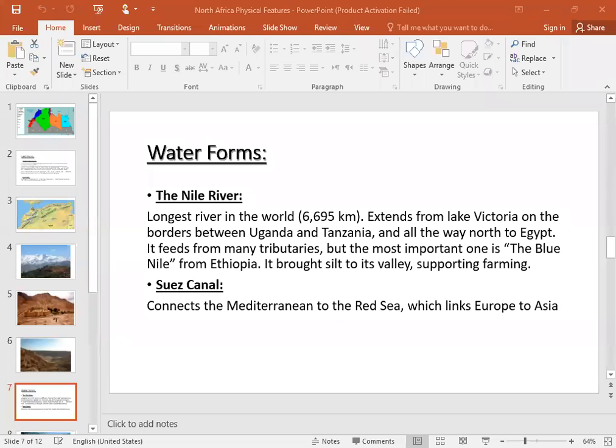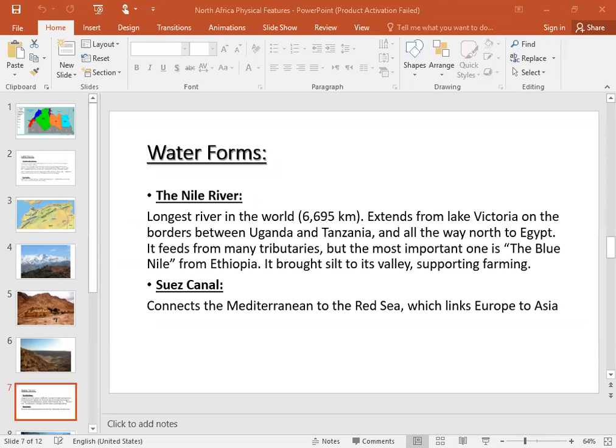It formed the Blue Nile from Ethiopia. Okay, it brought silt to its valleys, which supports farming very well. Also, another water form is the Suez Canal. The Suez Canal is not a natural feature. It's a human-made feature which connects the Mediterranean and the Red Sea, which links Europe to Asia and saves time and cost for people, instead of going around Africa while they are trading.